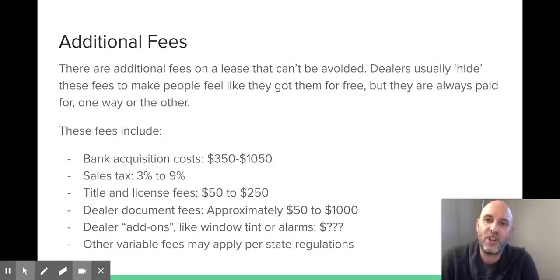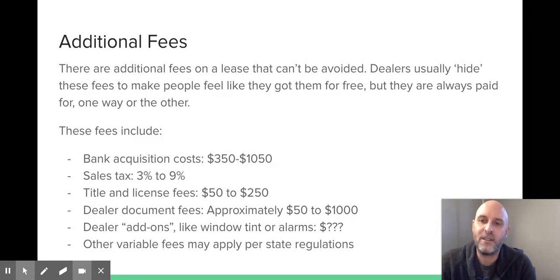So what are these different fees? There's the bank acquisition cost. You can't get around that. That exists on every lease. I've seen it as low as $350 when Subaru was discounting their acquisition costs, and I've seen it as high as over $1,000. Higher end brands like Range Rover and Mercedes have high acquisition costs. It makes sense. You're talking a $70,000, $80,000 lease, a couple more bucks every month, people aren't going to notice. Generally, with Toyota, Honda, Mazda, about $550 to $650 is the range you should expect for an acquisition fee.